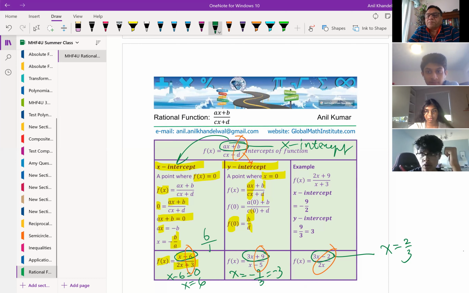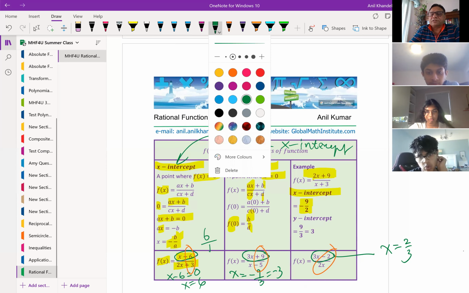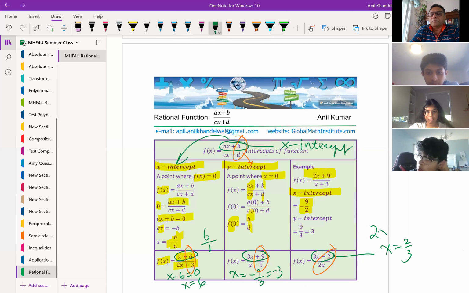Here is an example. We have f of x equals (2x plus 9) over (x plus 3). To find the x-intercept, what am I going to do? I'm going to equate the numerator to 0, right? That gives x equals minus 9 over 2, which is the formula. But you could solve it: 2x plus 9 equals 0, which implies that x is equal to minus 9 over 2. Is that clear to you?